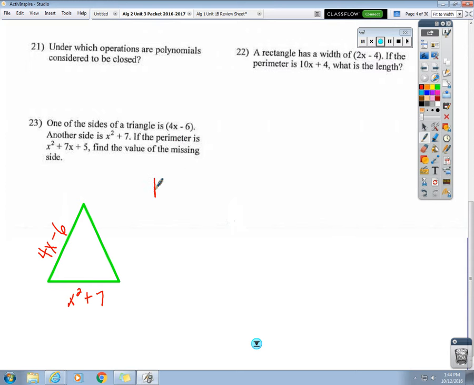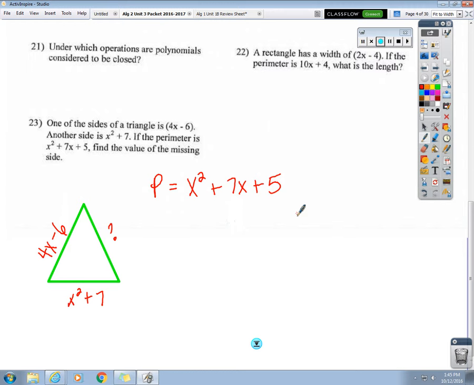If the perimeter, which is P, equals x squared plus 7x plus 5, find the missing side. So this side is unknown. And even though, yes, my triangle looks equilateral, we don't know for sure that it is. Okay? We know this side equals this side, this side is unknown, but they did give us the perimeter. Well, how is it that you find the perimeter of a triangle? How is it you find the perimeter of any figure? Add all the sides, right?